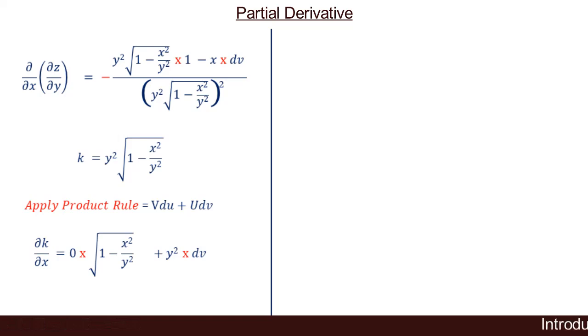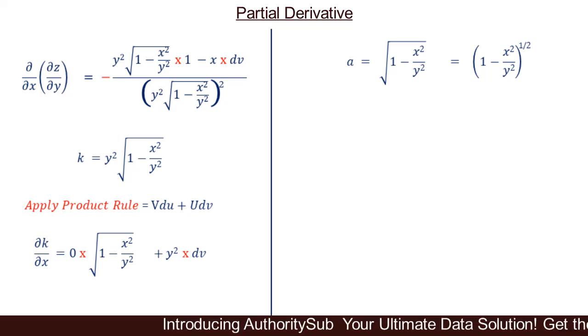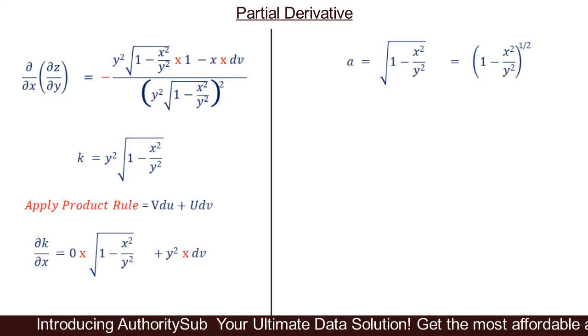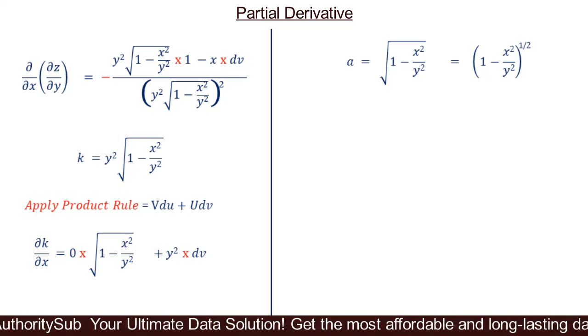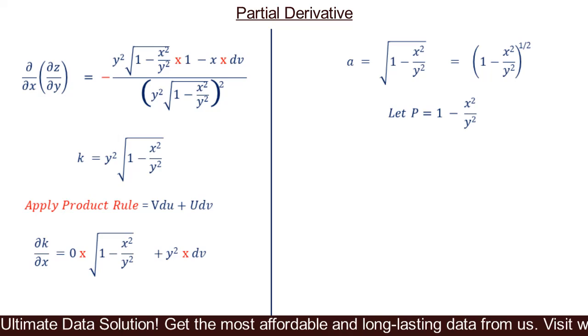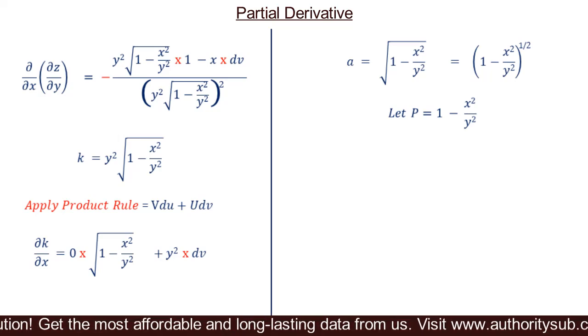For us to do that, let's say that this square root of 1 minus x squared all over y squared is a. We say a is equal to this, right? And we can write it and say that a is equal to 1 minus x squared all over y squared in bracket raised to the power of 1 all over 2. Okay, it's still the same, right? Now, for us to differentiate this, we apply chain rule. Chain rule, we said let p equal to 1 minus x squared all over y squared. We differentiate this p with respect to x.